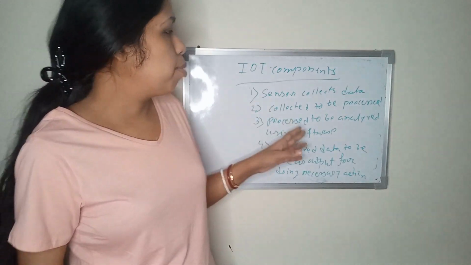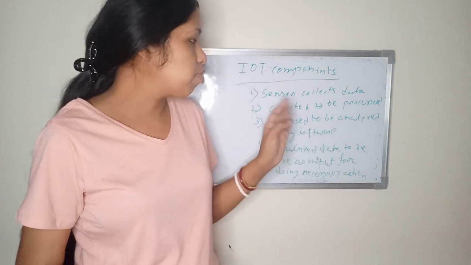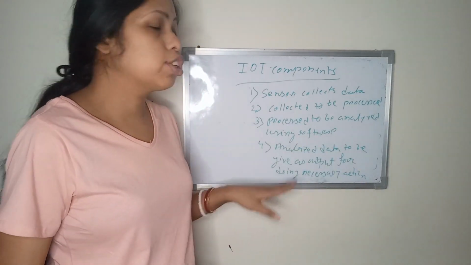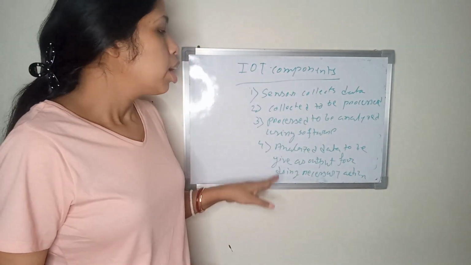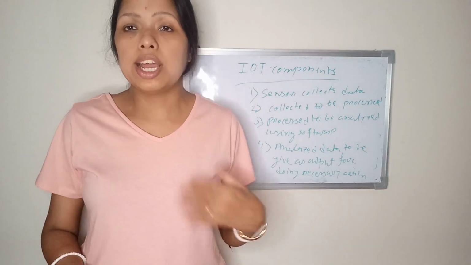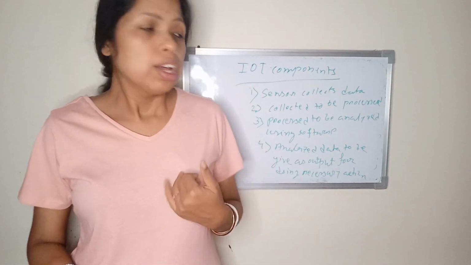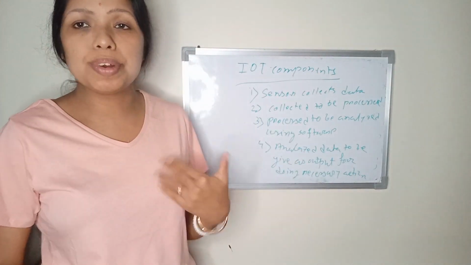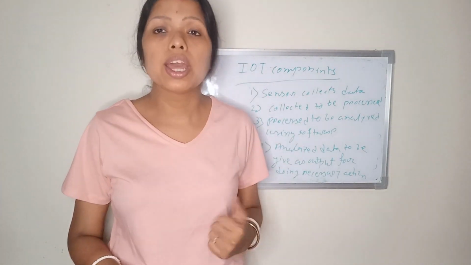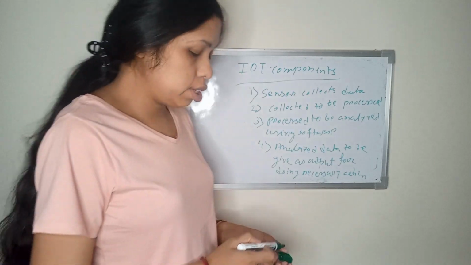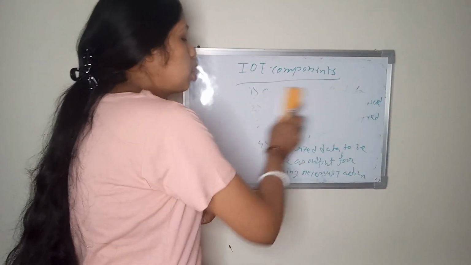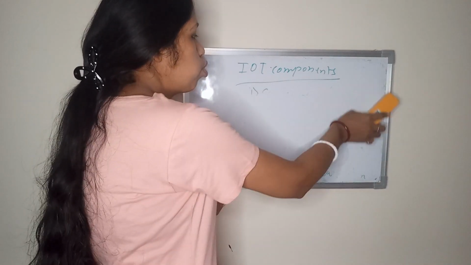Again, everybody, the data will be collected. After that, the collected data will be processed, and the processed data is analyzed using the software. After analysis, this analyzed data is sent as output to the user for doing the necessary action. These are the main principles of IoT. So for performing this mechanism, you need four main components.